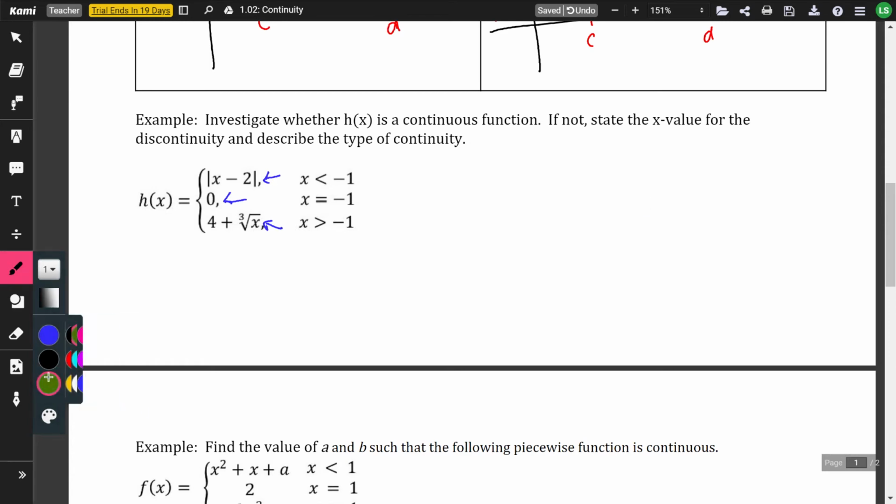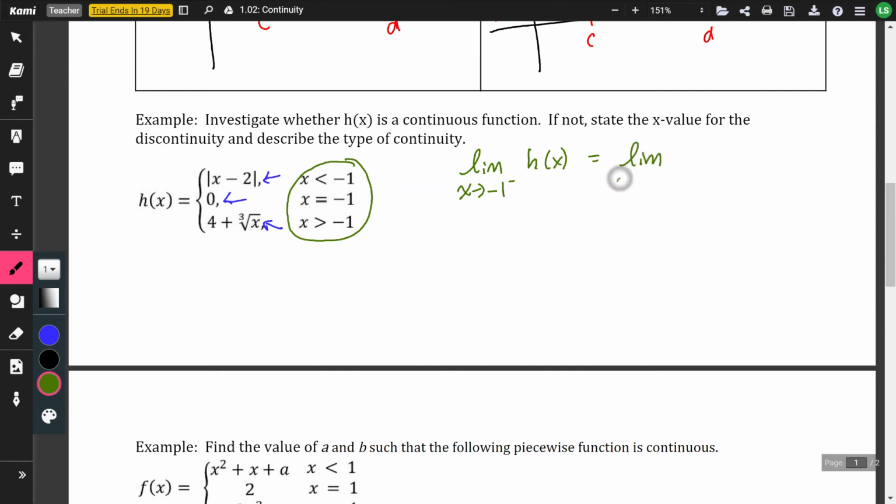So now what we're going to do is investigate what happens at the point where all of these different pieces combine. And it looks like they all combine at x equals negative 1. So we'll have to take a look at the left-hand limit, the right-hand limit, and the point itself to make sure that they all match. In order for this to be continuous, we need to ensure that the limit as x approaches negative 1 from the left is the same as the limit as x approaches negative 1 from the right, which is going to be the same as h of negative 1. As long as these three items all agree, then we would have a continuous function.